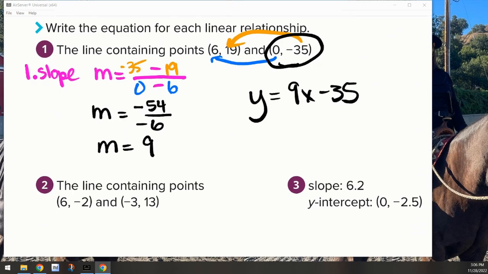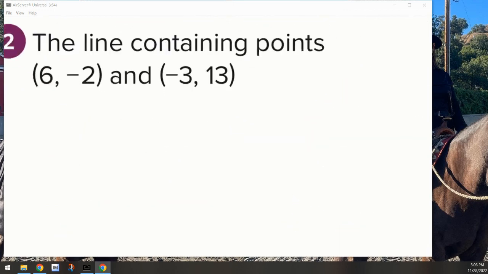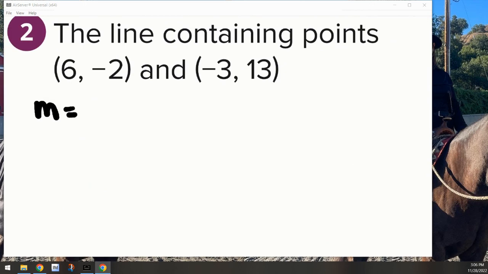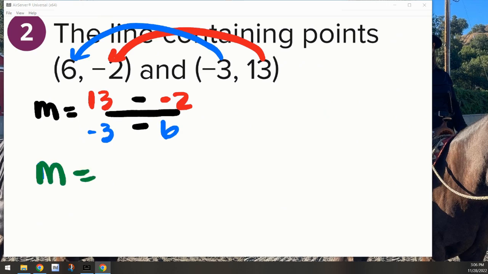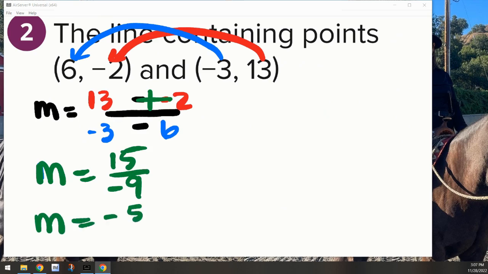Okay. Then the next, just making it bigger. So I need to find my slope. I'm going to subtract my y values. So 13 minus negative 2. I'm going to subtract my x values. Negative 3 minus 6. So this turns to a plus sign, so that gets me 15. That would get me negative 9 on the bottom. So that would get me negative 5/3.